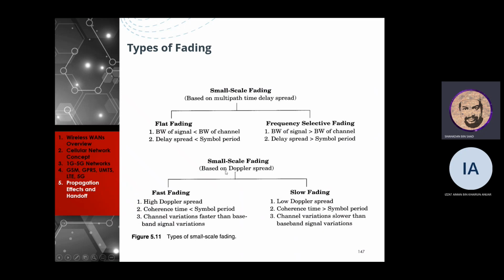fading. Untuk based on Doppler spread, sama ada dua lah, fast fading ataupun slow fading. So high Doppler spread, coherent time kurang daripada simbol period, and channel variation faster than base band signal variation. Untuk slow fading, so low Doppler spread, coherent time more than symbol period, channel variation slower than baseband signal variation.